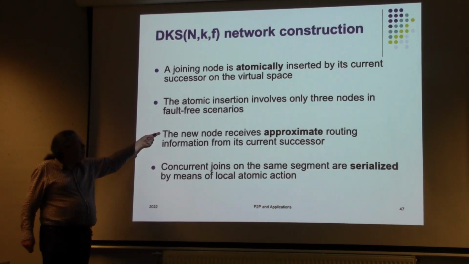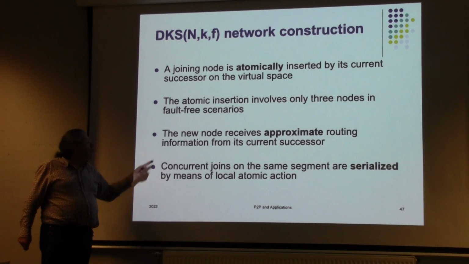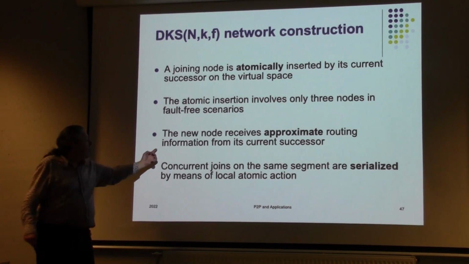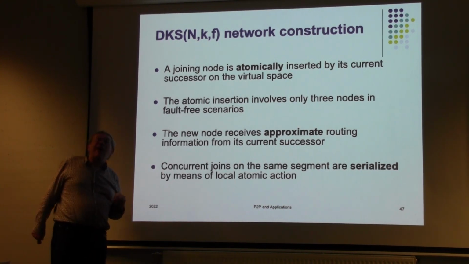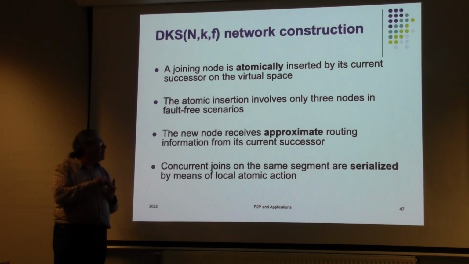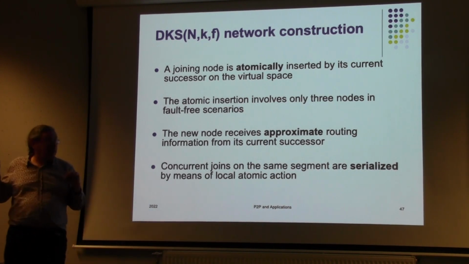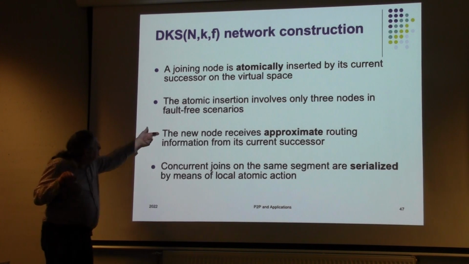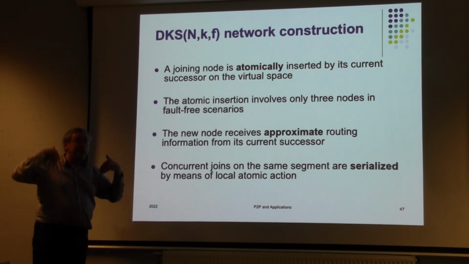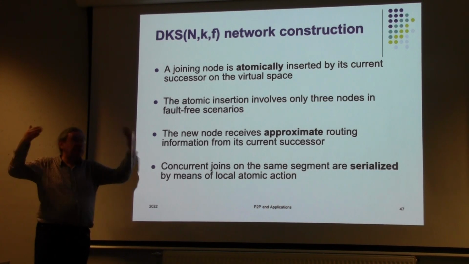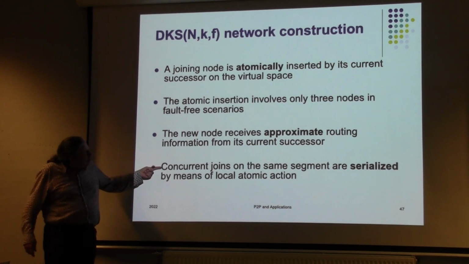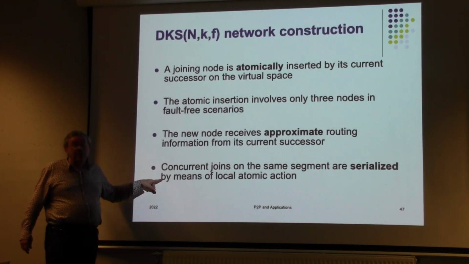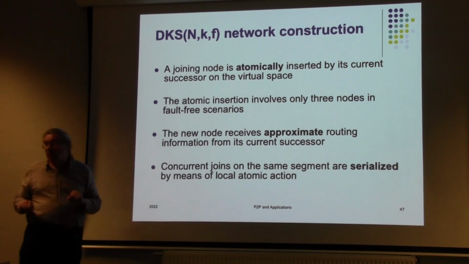And what about the routing table? Well, the new node will get a copy of the routing table from its successor that was on the ring. That's not completely right, because it's one step different, but it's almost right. So the new node has an already slightly degraded routing table. And this slightly degraded one will be fixed using the general technique for repairing the routing tables, okay? So if you have concurrent joins, they will be serialized. As usual, atomic actions are serialized.